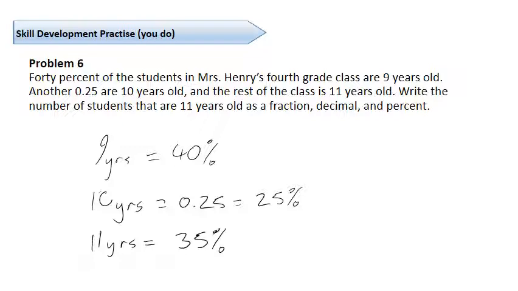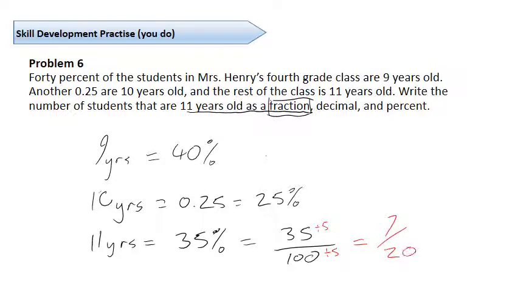Alright, and what the question's actually asking is, write the number of students that are 11 years old as a fraction. So not a percentage this time, a fraction. So 35% is 35 over 100. I'm going to divide the top and the bottom by 5 to get 7 over 20.